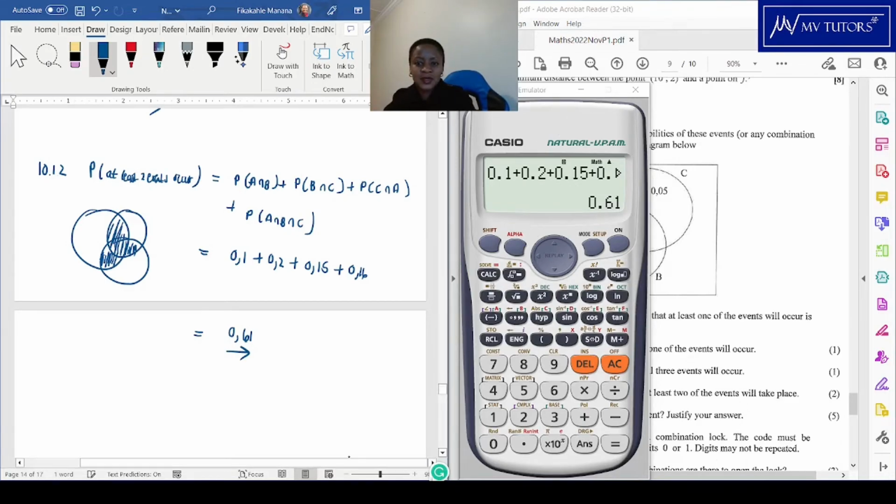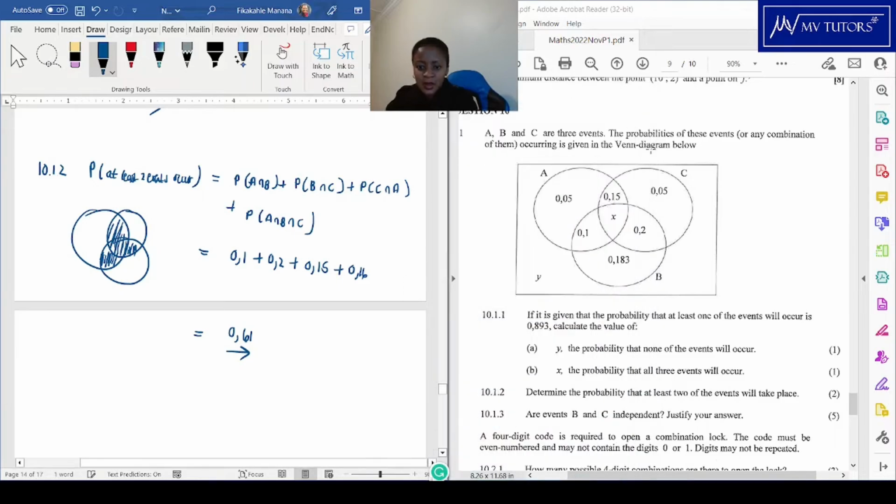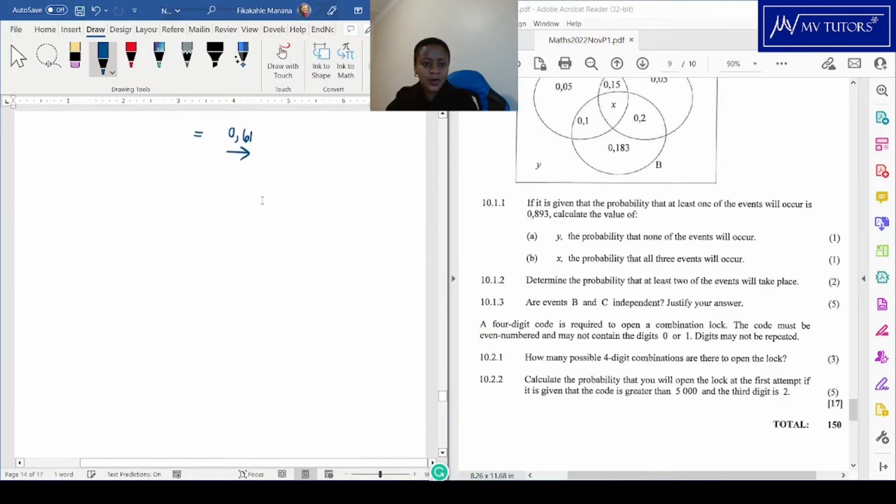Okay, so that's 10.1.2. Just fix my screen over there. Okay, so now 10.1.3. Are events B and C independent? Justify your answer. A nice 5 marks.